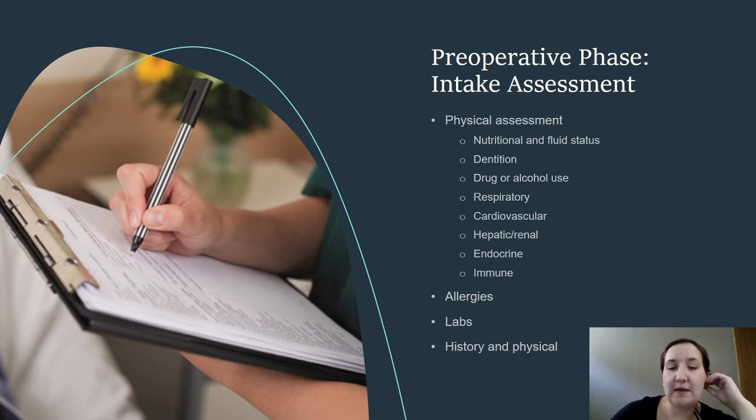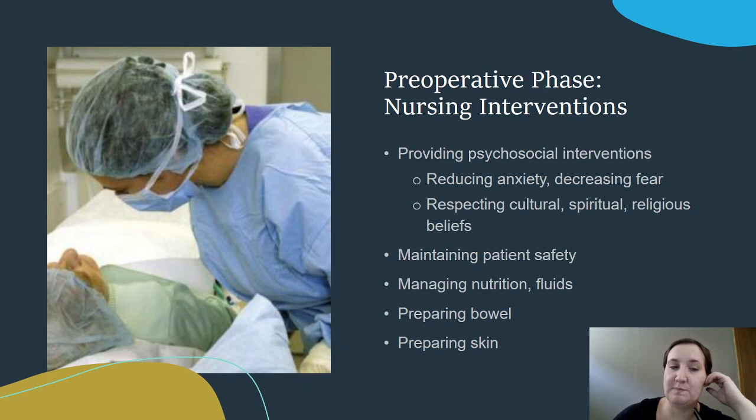Check our current labs if they're available, and always, always, always make sure some sort of H&P has been completed. In addition, we're going to provide some psychosocial interventions. As I mentioned before, these patients can be very stressed. So the perioperative nurse's role is going to be looking at reducing anxiety, decreasing fear. We're going to make sure that we have made note of and that we are respectful of cultural, spiritual, and religious beliefs. Again, this is a high-stress environment for this patient.